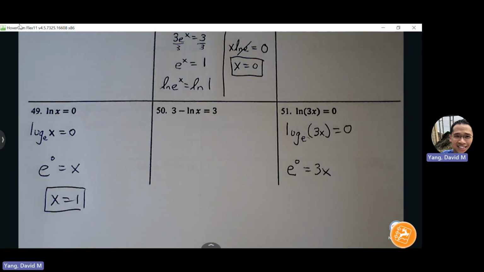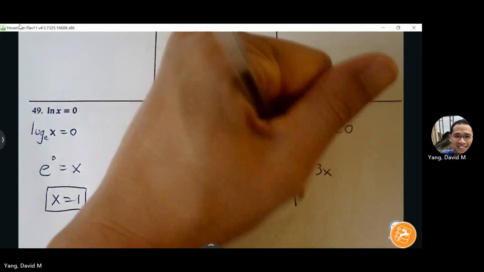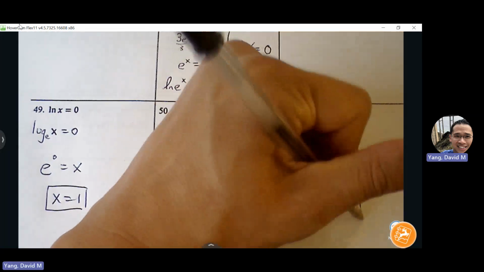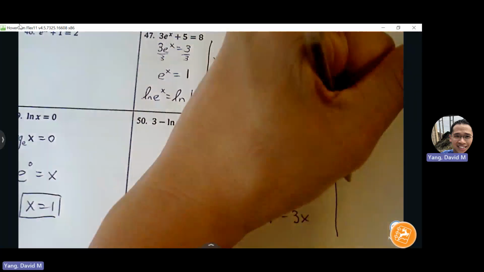And you know what e to the 0 is? e to the 0 is equal to 1. And now we have the easy equation to solve. Divide both sides by 3. x is 1/3.